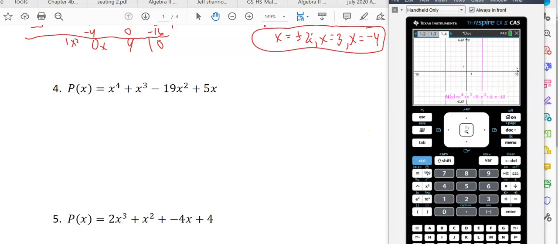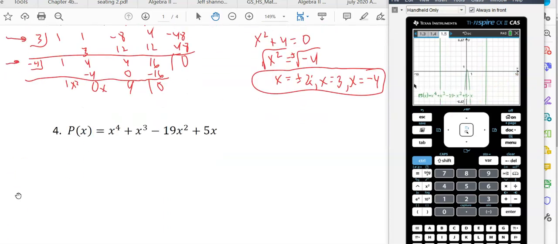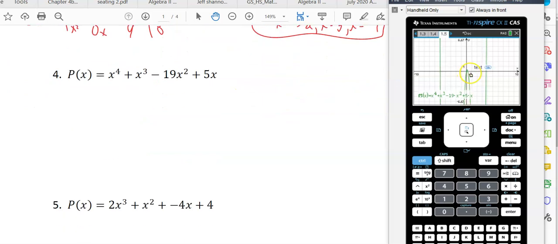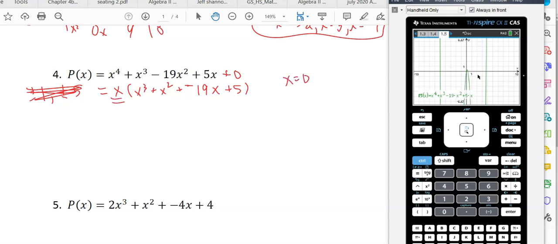Okay, let's graph this one. Okay, let's graph number 4 now. So 4 looks like this. Not a bad idea to list out the possibles, plus or minus 1, plus or minus 5. Oh, wait. This is plus 0, right? So I think you might want to factor that out first. Negative 19x plus 5. So I know we have a 0 at 0 because of this. Now that's a constant. Before it wasn't a constant, so I couldn't really do that.